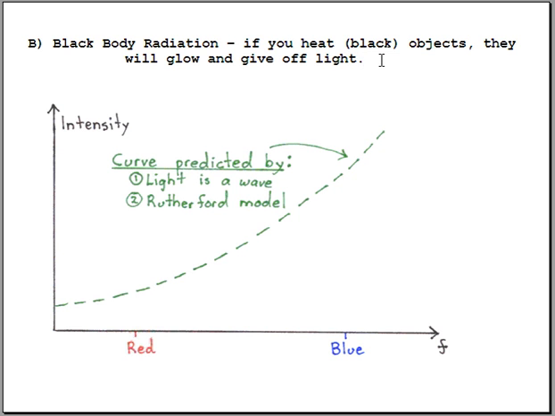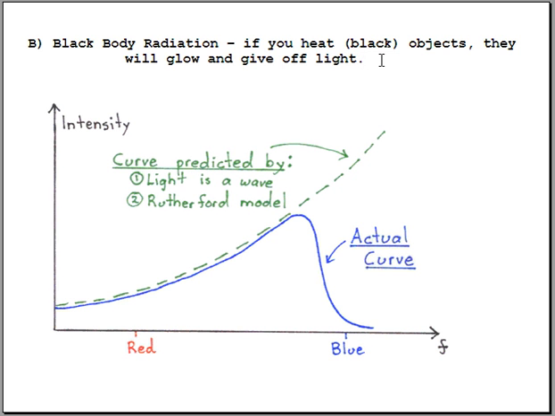But what you find if you take a look using a diffraction grating to break up the colors is that in real life, the actual curve follows that for a while, and then all of a sudden it drops off like a cliff, and the higher colors are not there. And so physicists were looking at this and they're like, okay, we have something wrong. One of these two assumptions for our math isn't quite right: either that light's a wave, or that the Rutherford model of the atom is going to be fine.